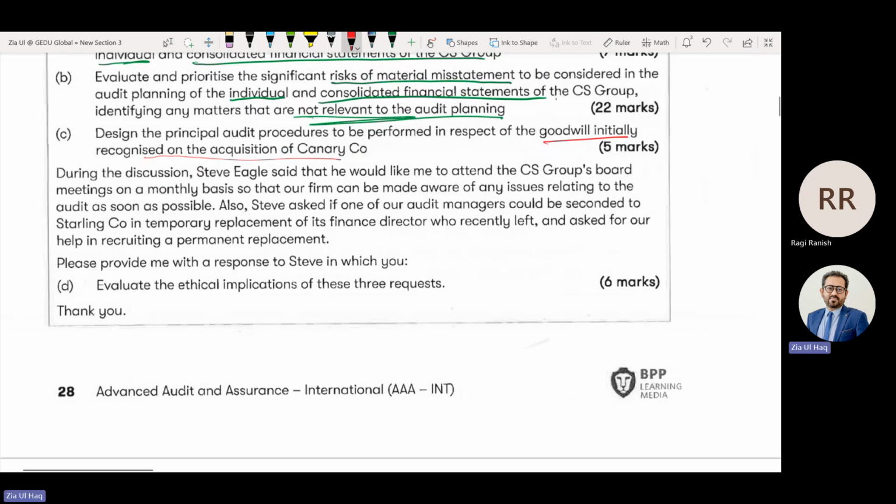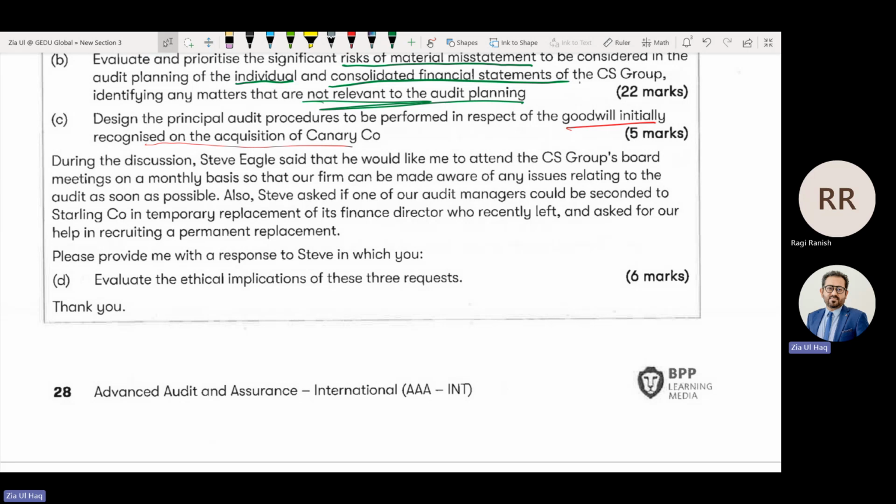And the question is not finished yet. There is another requirement for 6 marks. Evaluate the ethical implication of these 3 requests. There are 3 requests. You need to discuss ethical implication, meaning ethical issues, meaning threats. So during the discussion, Steve Eagle, finance director of the company, said that he would like me, the engagement partner, to attend the CS Group board meetings on a monthly basis so that our firm can be made aware of any issues relating to the audit as soon as possible.